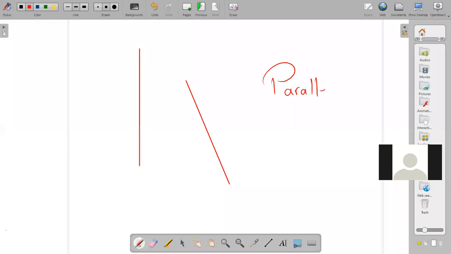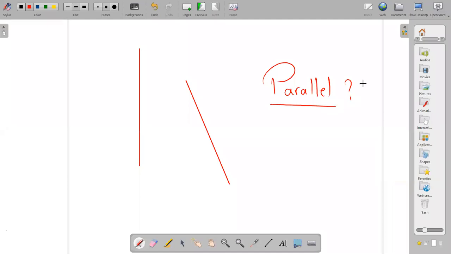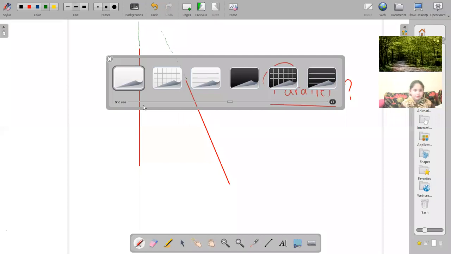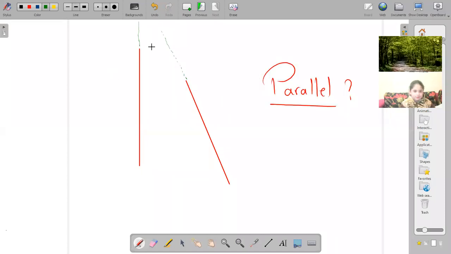Because if we extend them, they will meet at a point. I can't say they are facing each other so they are parallel. We know that the line never ends. We can extend them from both sides. So if we extend this line up, and if we extend the second one, they will meet at a point. So they are intersecting, not perpendicular, not parallel. We call these two lines intersecting lines. Okay?